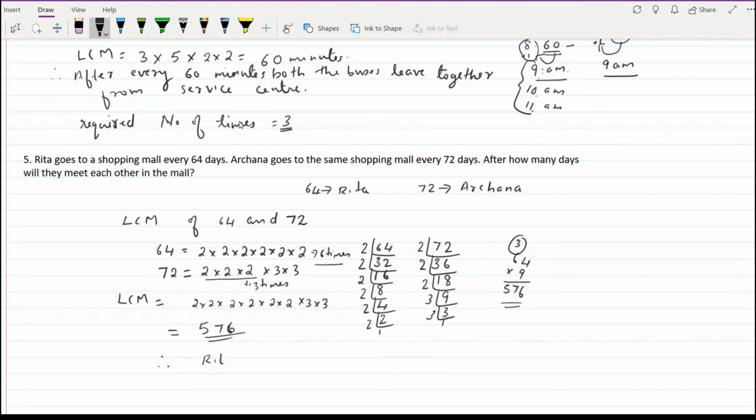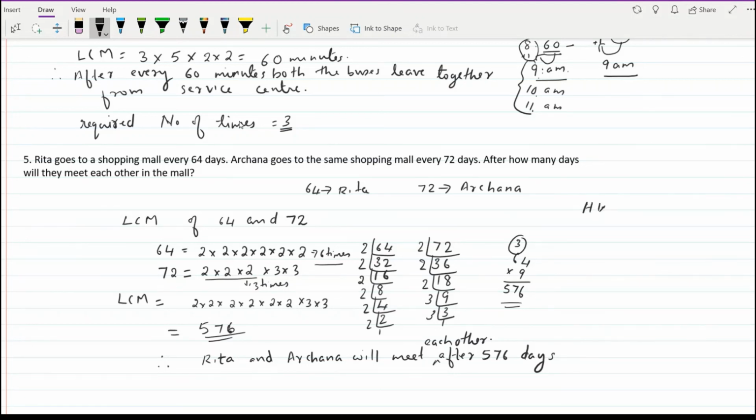Rita and Archana will meet each other after 576 days.